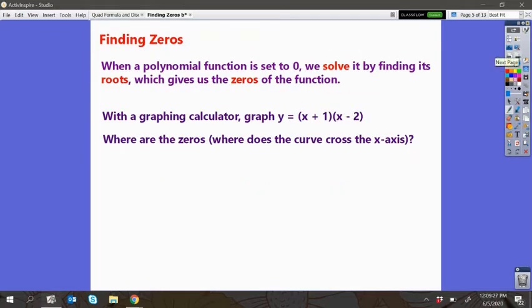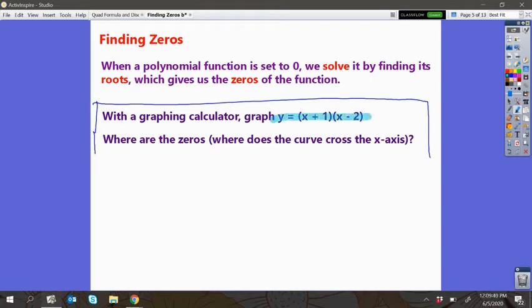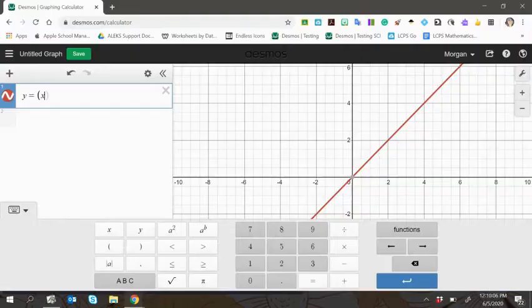So let's take a look at this example here. We want to find out what the zero or zeros are of this function given here: y equals x plus 1 times x minus 2. We know how to find the zero on a graph. We just look at the x-intercepts. So let's look at a graph.